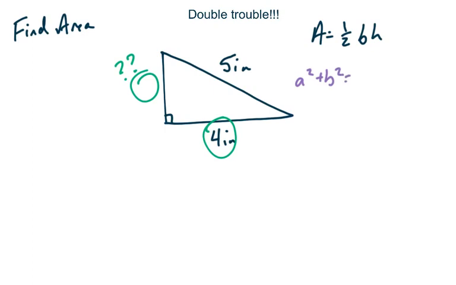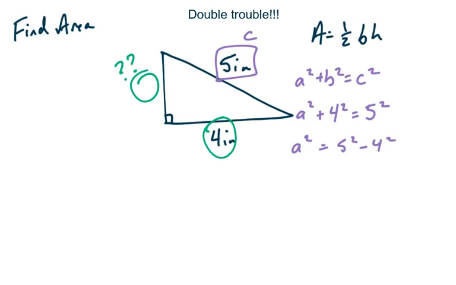A squared plus b squared equals c squared. Remember, we have the c because that's the hypotenuse. So I don't know a, plus 4 squared is equal to 5 squared. A squared is equal to 5 squared minus 4 squared. So a squared is equal to 25 minus 16. A squared is equal to 9. Take that square root. A is 3. Well, I just found that other important part of information I needed.